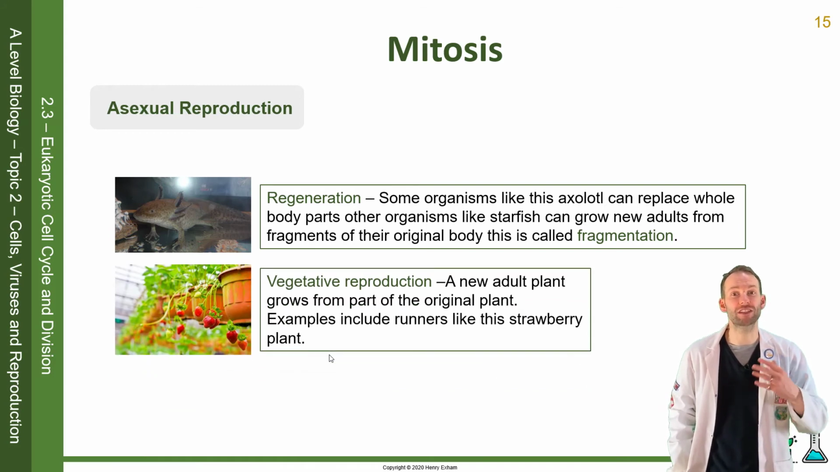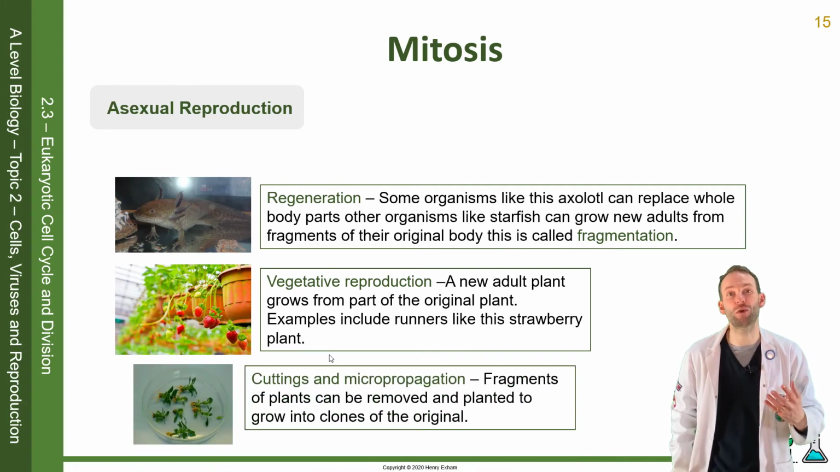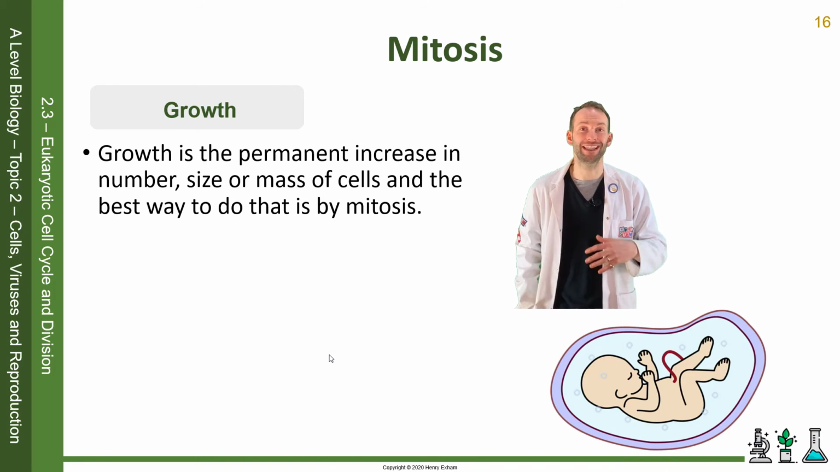Vegetative reproduction occurs in flowering plants, where a part of them grows and becomes a new plant, like a runner in a strawberry, or bulbs, or tubers in potatoes. And then you've got the artificial ways using cuttings and micropropagation, where we can take small fragments of plants and remove them and grow them into clones of the parents.